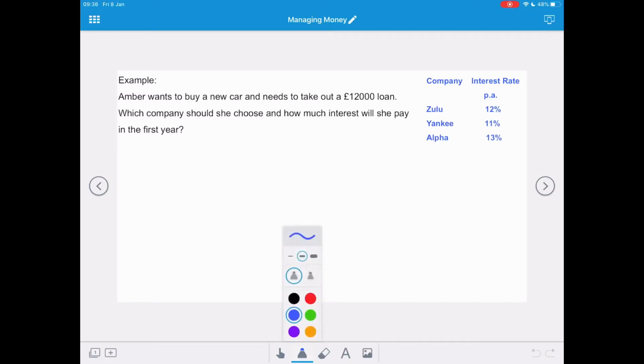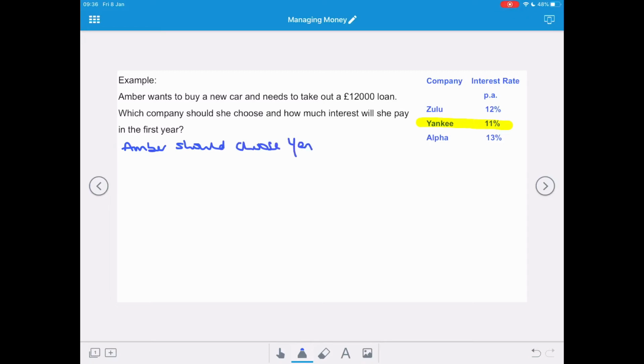And we've got Zulu at 12%, Yankee at 11%, which is the smallest because Alpha has an interest rate of 13%. We want the smallest interest rate because then we're paying the least amount of money back. So Amber should choose Yankee to take out her loan.